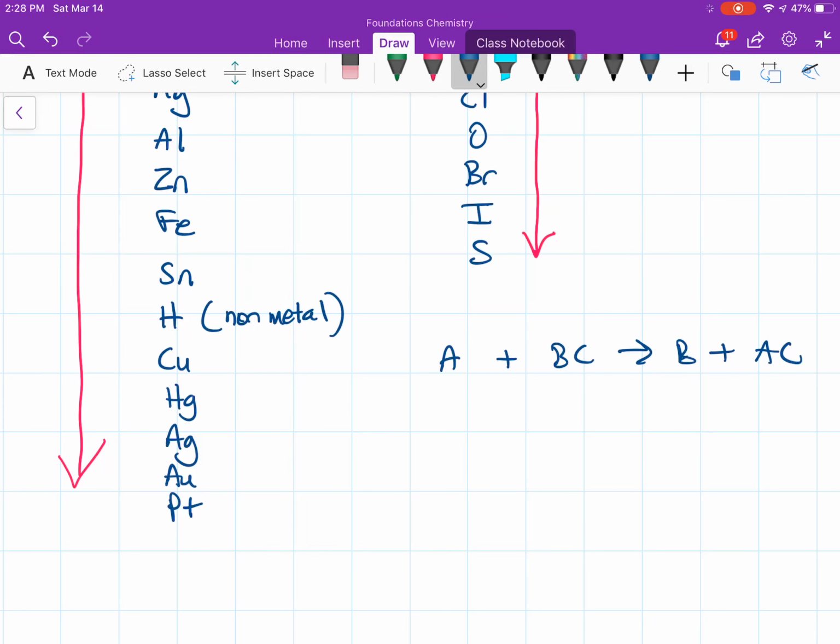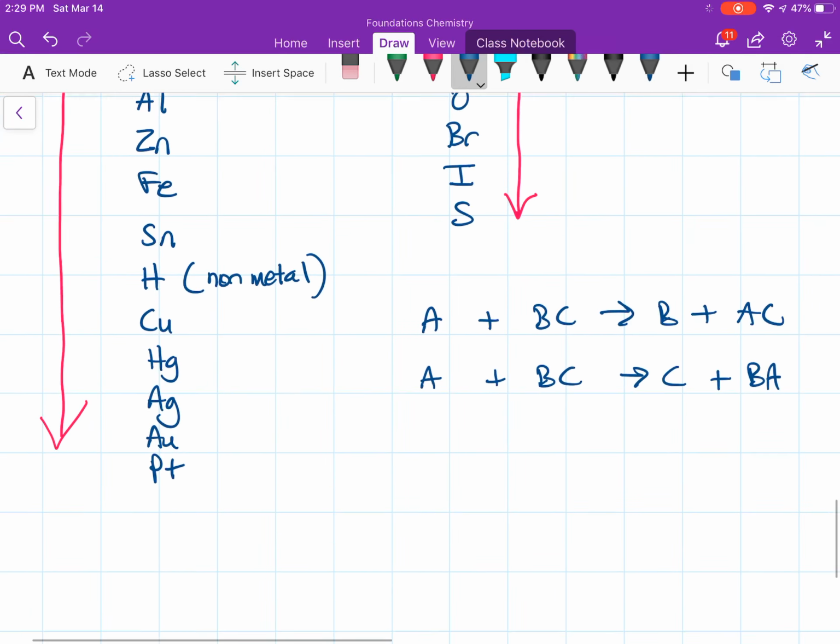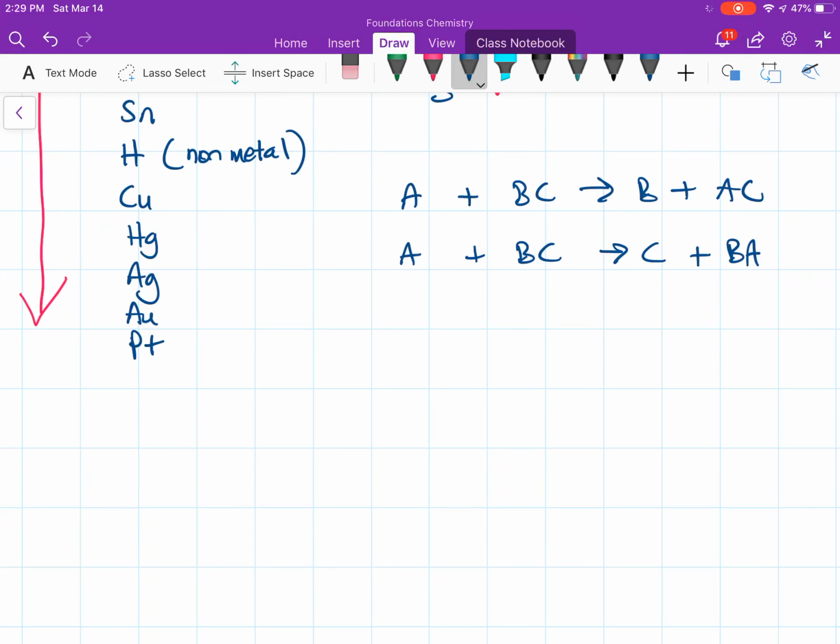If two nonmetals are reacting, it would be A plus BC makes C plus BA. Now, if that won't make you feel like you're having a dyslexic moment, nothing will. But don't worry about it. You'll be real good at recognizing a single replacement reaction because you're just looking for a single element combining with an element in a compound in an aqueous solution. Okay, let's try this one.